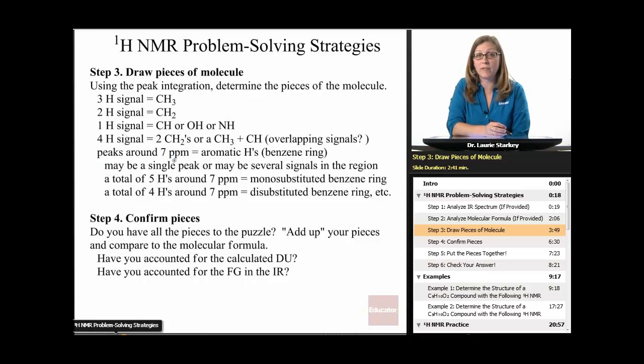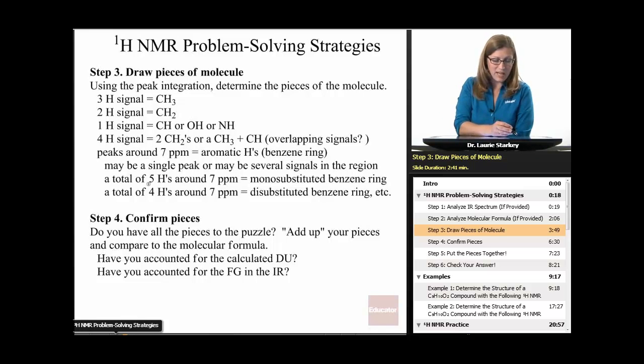If we have peaks around 7 parts per million, we're going to assume there's an aromatic ring, a benzene ring. Okay, it might just be a single peak. Very common if they're very similar in their chemical environment, then they're going to have the same chemical shift. Or you might have several signals in the region around 7. We're going to look at all the signals that are around 7, and we're going to see how many total hydrogens there are. If we have 5 hydrogens around 7, that means we have a monosubstituted benzene ring.